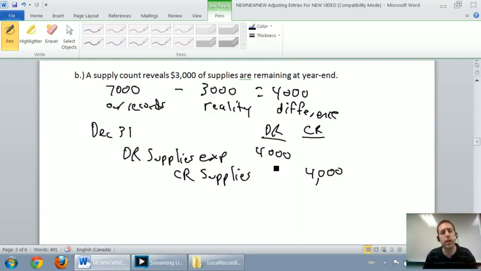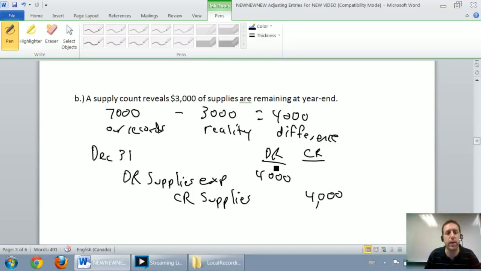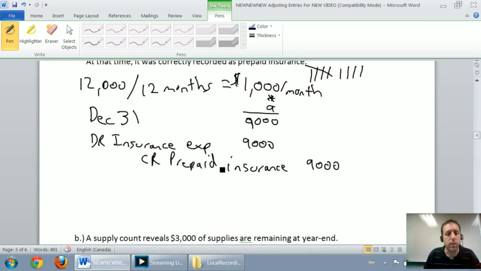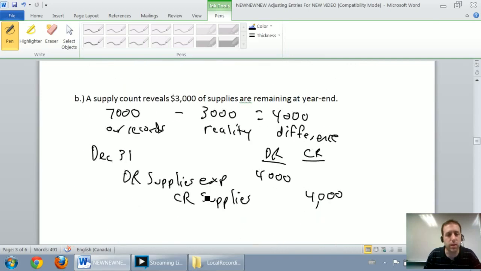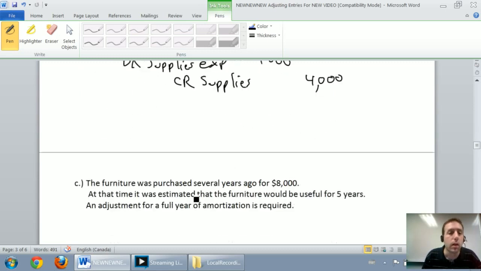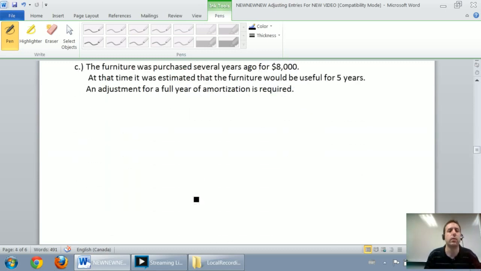At fiscal year end, at our financial statement date, just like we did with insurance expense, we debit the expense and we credit our prepaid asset. Even though it doesn't say prepaid supplies, that's what they are. They're a prepaid asset. Okay, so A and B in the books. Let's move on to part C.